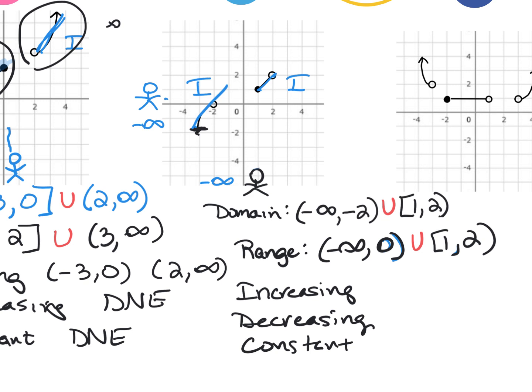They're both increasing. So just rewrite your domain under the increasing, next to the word increasing. So it's going to increase from negative infinity to -2, and then from 1 to 2. Again, there are no decreasing, and there is no constant piece.